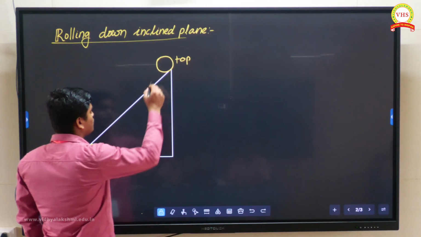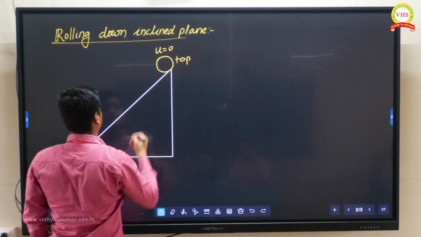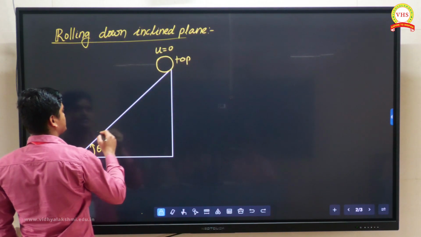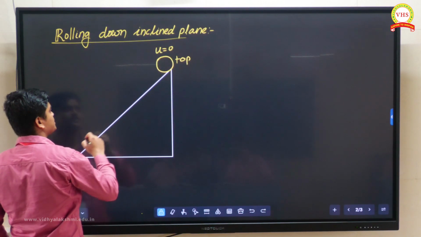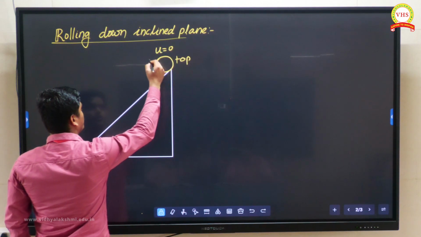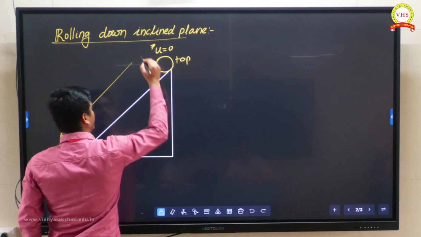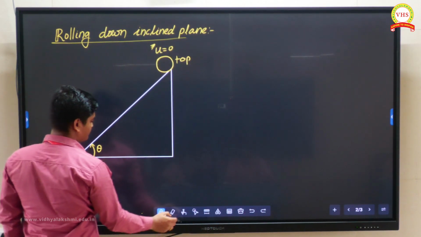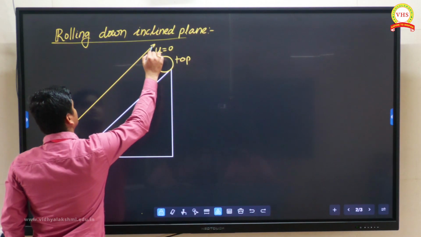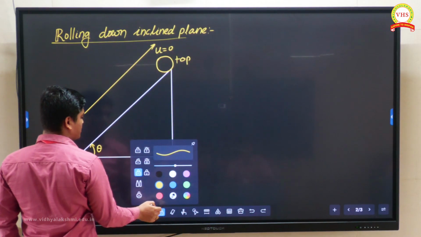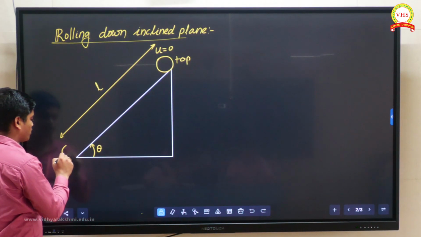Now see here. In the top position one object is there. Its initial velocity is 0, and it is rolling down. Let's take the distance it rolls down along the inclined plane, from here to here, as L. Consider the distance from here to here is L. And this object is coming and reaching the bottom point.